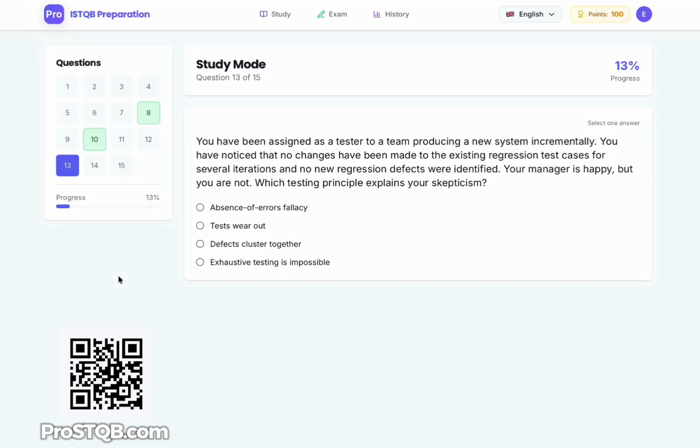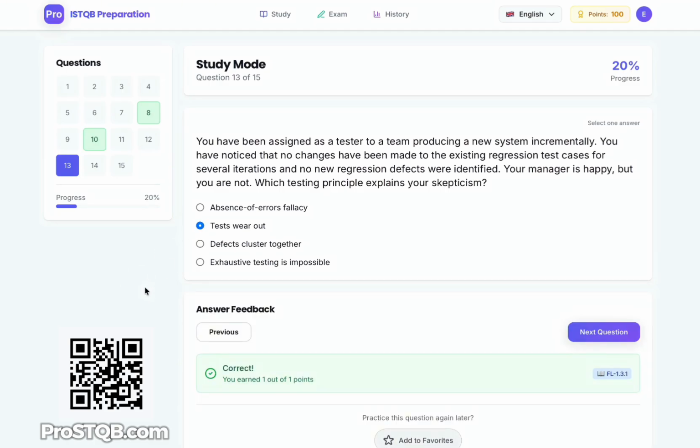Easy elimination. Option C talks about where defects are concentrated, not relevant here. Option D explains why we cannot test everything, also not the point. Option B, tests wear out, exactly. If we execute the same tests against similar software release after release, eventually those tests stop discovering new kinds of defects. It doesn't mean the product suddenly became perfect. It may simply mean the tests are no longer challenging the software in new ways. That's why regression suites should evolve as the product evolves. So the correct answer is B.